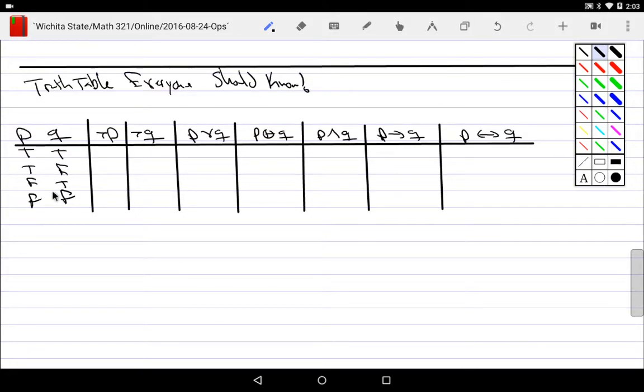So for example, if P is true, true, false, false, what does the negation do? It just flips those truth values. If it was true, negating it will flip it to false. If it was false, it'll flip it to true. What was Q? It was true, false, true, false. What is negating it going to do? It's going to go false, true, false, true, right? So I understand what negation does. If it was true, it makes it false. If it was false, it makes it true. That's all negation is.